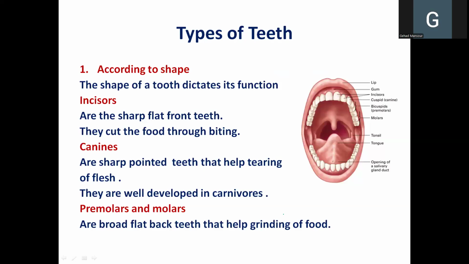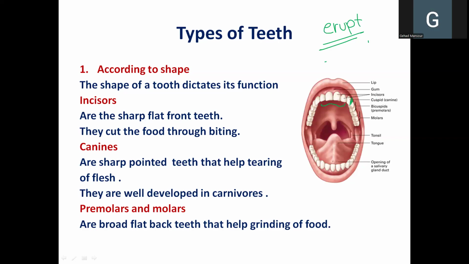And now we move on to the anatomy inside the mouth cavity and the teeth. We have several types of teeth, and we can classify the teeth according to either their shape or according to their characteristics and the age at which they appear. So first of all, according to their shape, we divide them into the incisors, which are the four front teeth. The four front teeth are called the incisors.